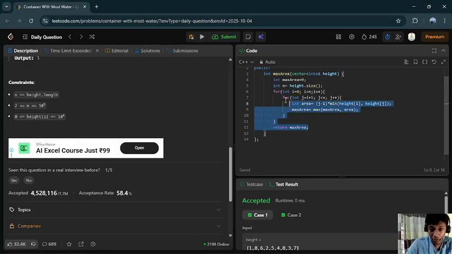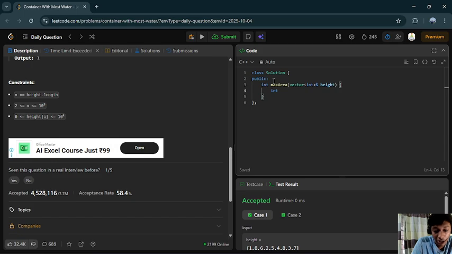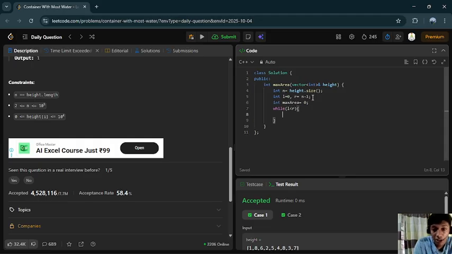So let's get into coding. Yeah. So we will have two pointers, int L, which is 0, and int R, which is n minus 1. So for that, int n equals to height dot size. Okay. And we'll have int max area equals to 0. Okay. While left is less than right. Because left should always be less than right.